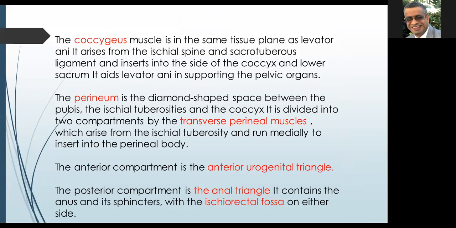The perineum is the diamond-shaped space between the pubis, the ischial tuberosities, and the coccyx. It is divided into two compartments by the transverse perineal muscles, which arise from the ischial tuberosity and run medially to insert into the perineal body. The anterior compartment is the anterior urogenital triangle, and the posterior compartment is the anal triangle. It contains the anus and its sphincters with the ischiorectal fossa on either side.